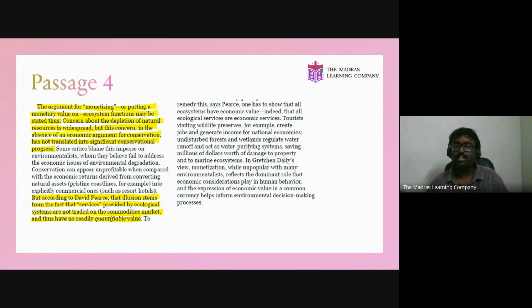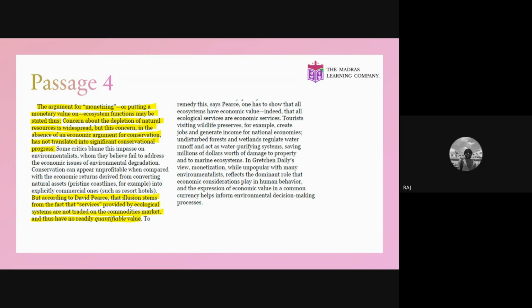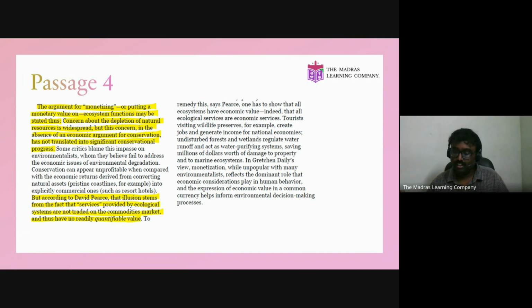Okay. Raj, did you read that sentence? I read this as well, and I also read the tourist sentence. That is a clear indicator, Raj, because it says tourists visiting wildlife preserves, for example, create jobs. That's an example, so you don't have to read that. Okay. The last sentence: in Gretchen Daily's view, monetization, while unpopular with many environmentalists, reflects the dominant role that economic considerations play in human behavior, and the expression of economic value in a common currency helps inform environmental decision making. What are they trying to say?